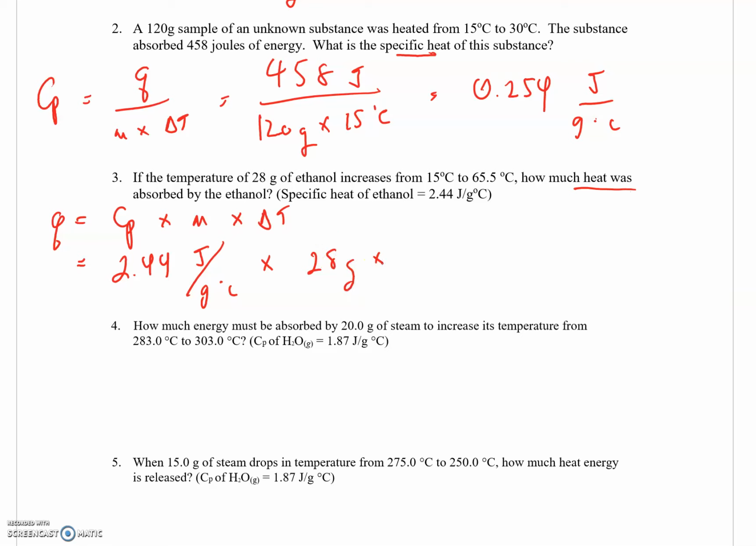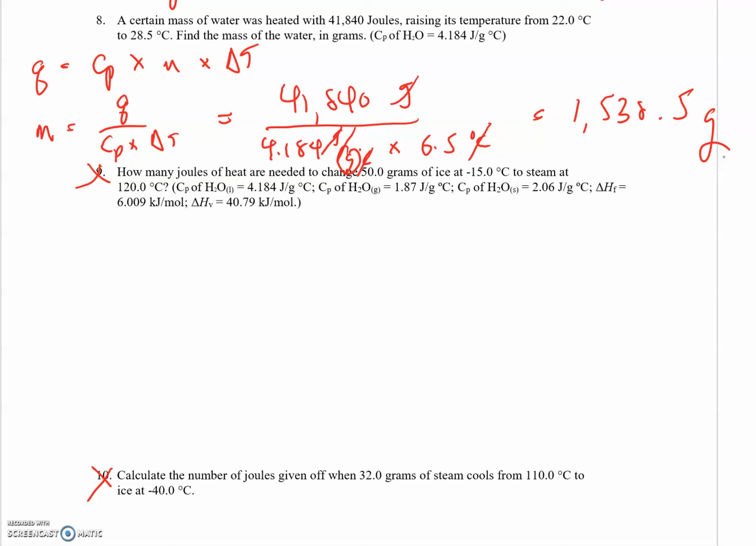We know we have 41,840 joules. Our Cp, it tells us right there, 4.184 joules per gram degrees Celsius. And we're going from 22 to 28.5. That is a delta T of 6.5 degrees Celsius. Degrees Celsius cancels, joules cancels, leaves our answer in grams, which is just what we want. So we're going to say 41,840 divided by the quantity 4.184 times 6.5. And we get 1,538.5 grams.